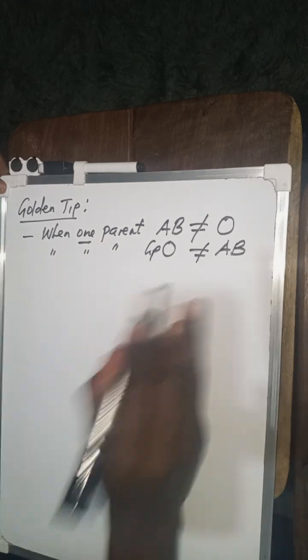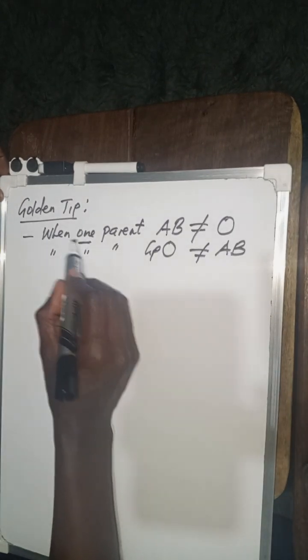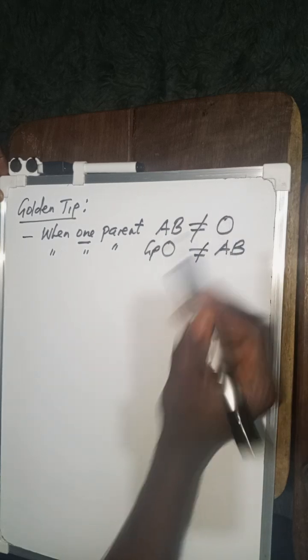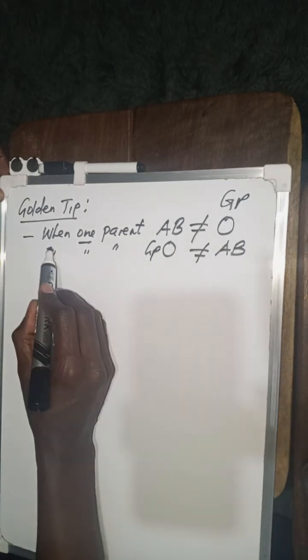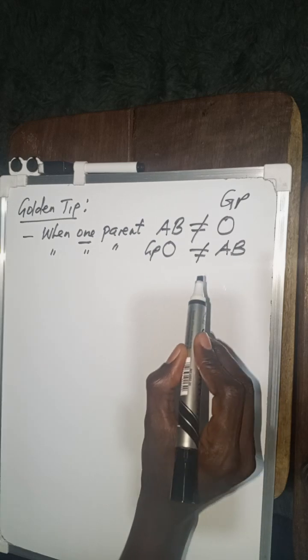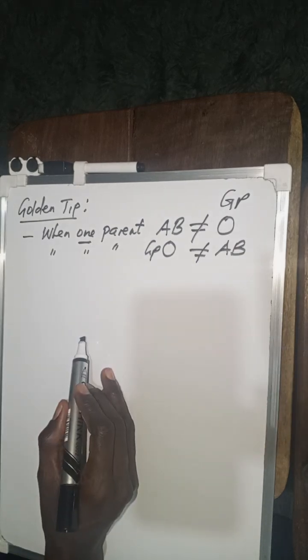As a couple, they can never have a child who is in blood group AB. As long as one parent is in blood group AB, they cannot have a child who is in blood group O. And as long as one parent is in blood group O, they can never have a child who is in blood group AB.